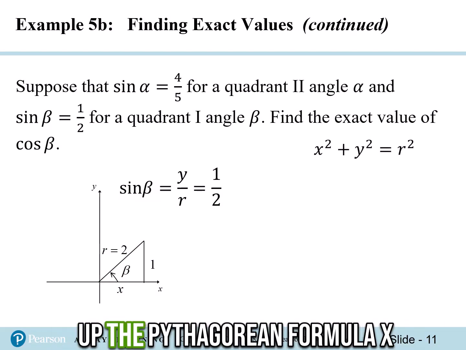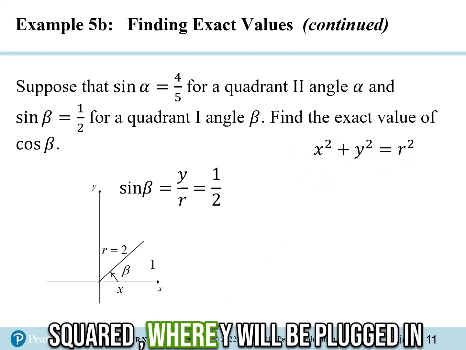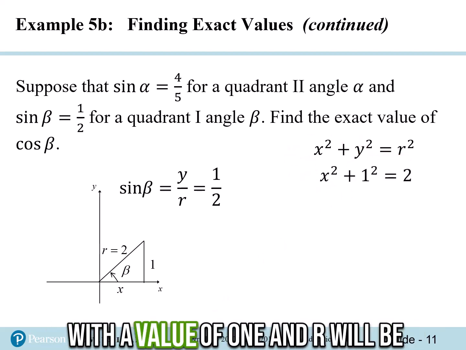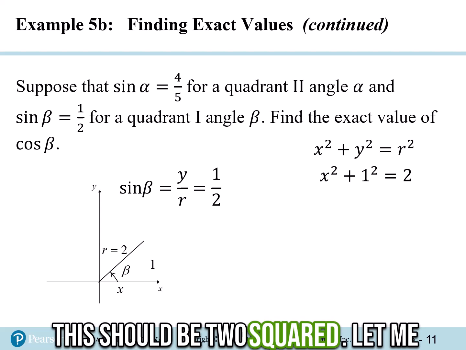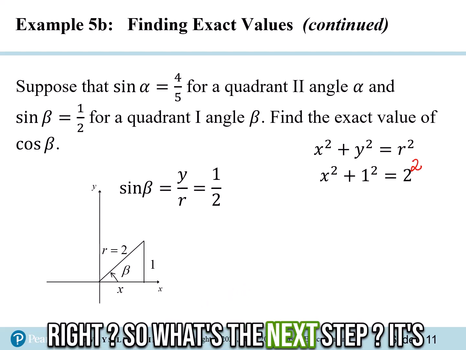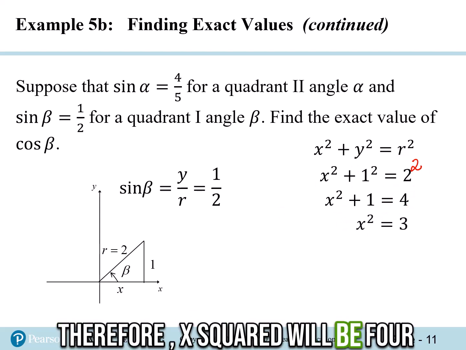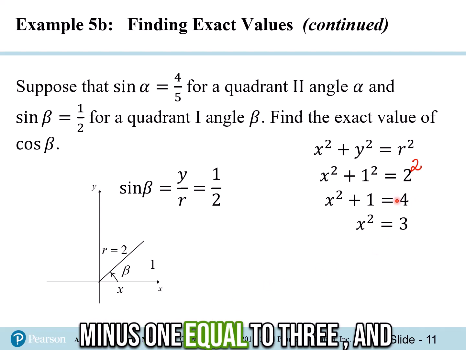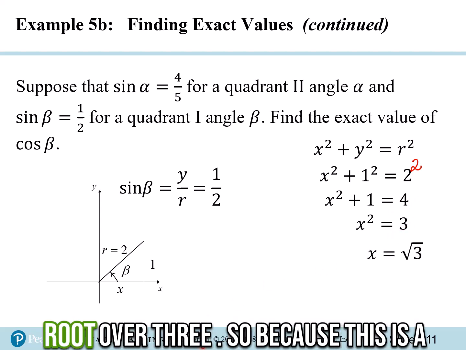Again, we'll pull up the Pythagorean formula. X squared plus y squared equals r squared, where y will be plugged in with a value of 1 and r will be plugged in with a value of 2. And this should be 2 squared. Let me correct that. It's 2 squared, right? So what's the next step? It's x squared plus 1 equals 4. Therefore, x squared will be 4 minus 1 equal to 3. And therefore, x will be positive square root over 3.